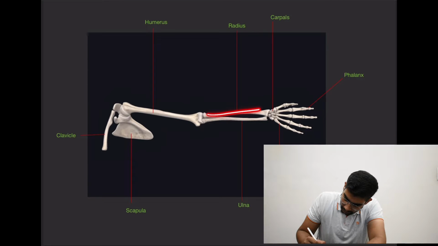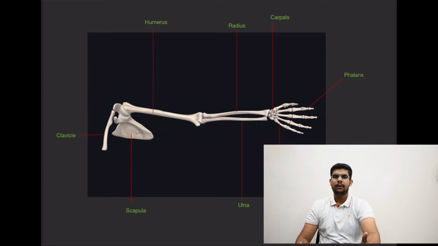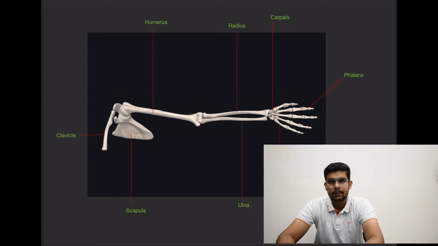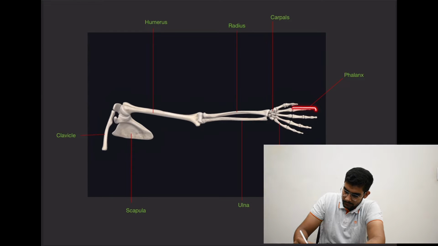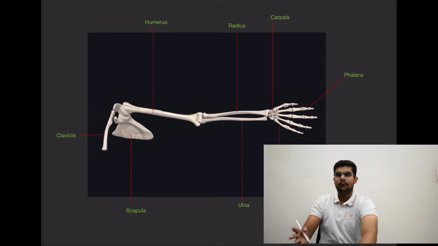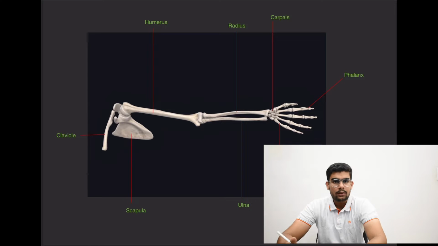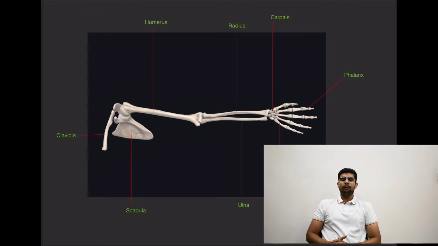Then comes the radius and ulna. The radius is found on the lateral side. The ulna is found on the medial side. They both are found on the forearm. Then comes the carpals. There are small cubical bones known as carpals. Then there are metacarpals. And then there are phalanges. There are 3 phalanges in our 4 fingers and 2 phalanges in our thumb. The bones of the upper arm help in articulation of muscles, which then help in the movement of the body or the upper arm.